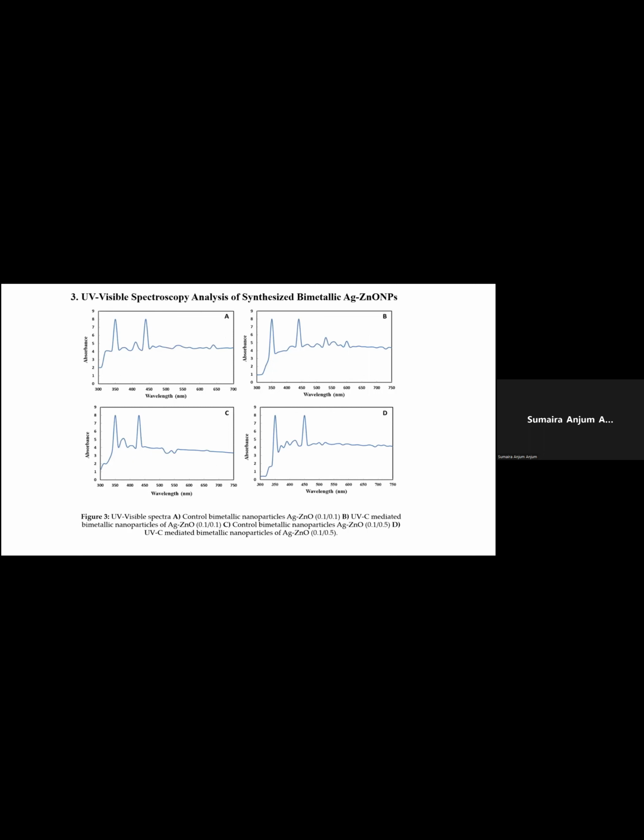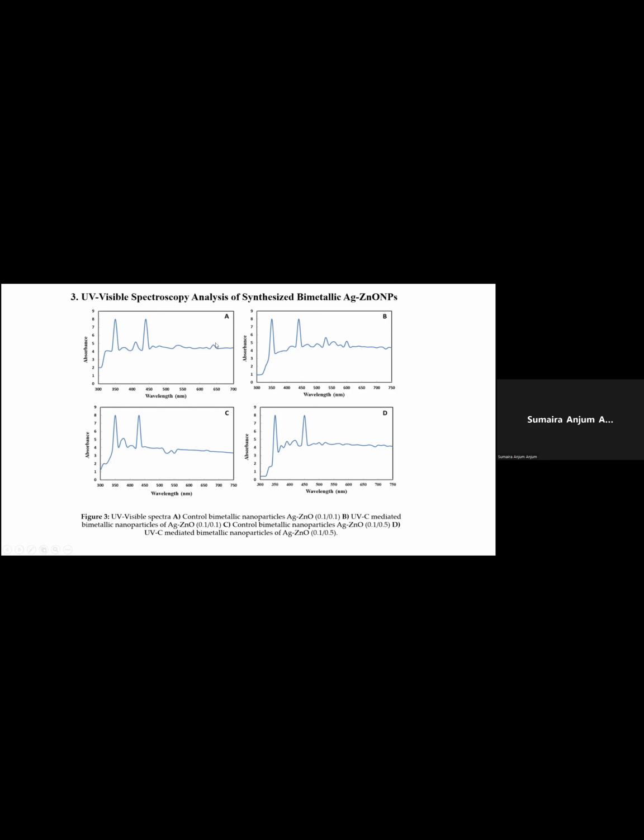Similarly, for the bimetallic nanoparticles, silver zinc oxide nanoparticles, one was 0.1 by 0.1 and the other was 0.1 by 0.5. In the first, both the silver nitrate solution and zinc acetate were used at 0.1 molar concentration, while in the second concentration, the silver remained constant at 0.1, while the zinc acetate salt was used at 0.5 molar concentration. These two different types of synthesized bimetallic nanoparticles were monitored by UV-visible spectrophotometry for confirmation of the synthesis of these bimetallic nanoparticles.